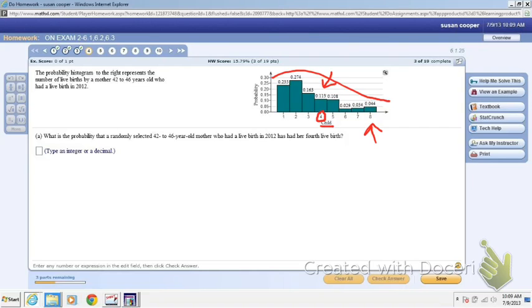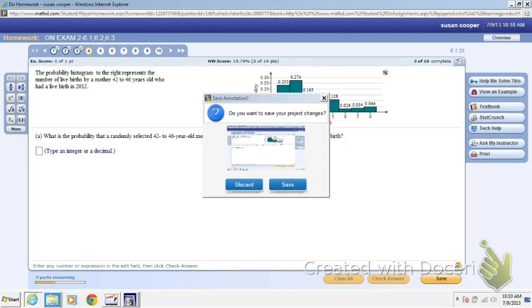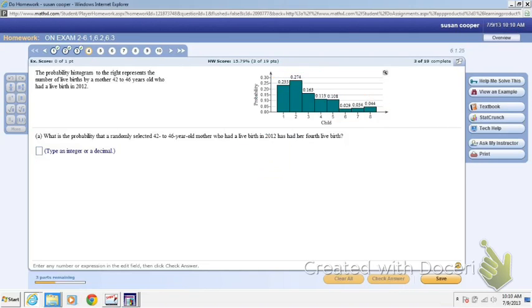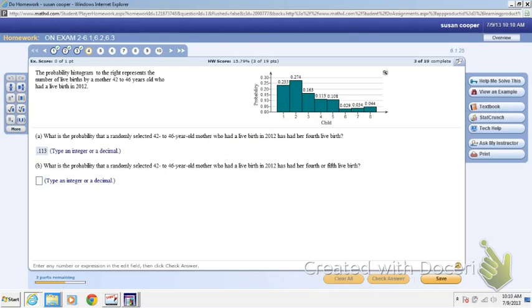Let's try that. Let me go there. 0.113. Hit check answer. Okay. Now it's going to keep asking us questions based on this histogram.